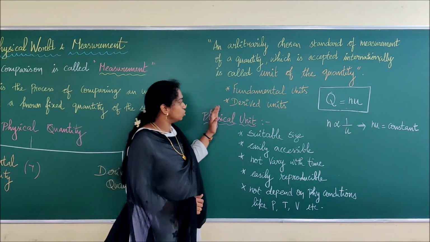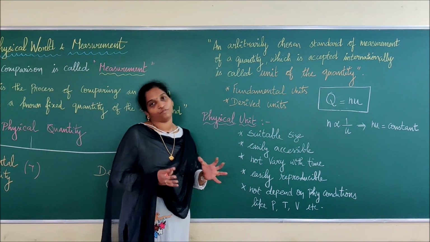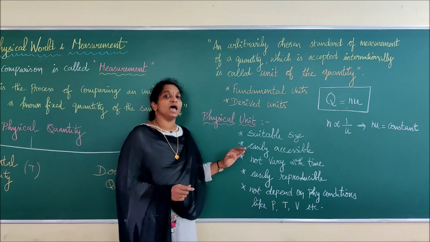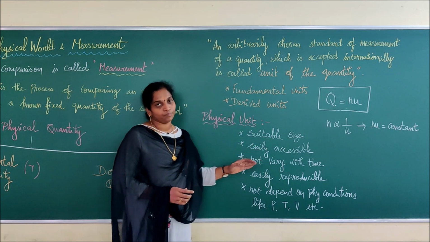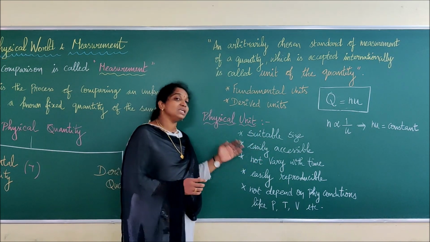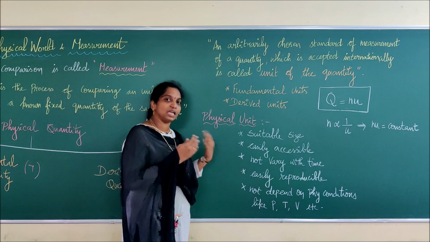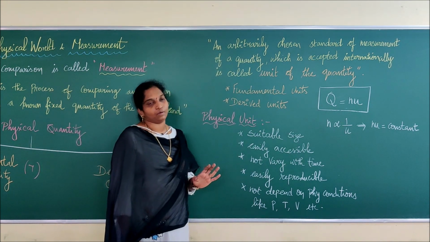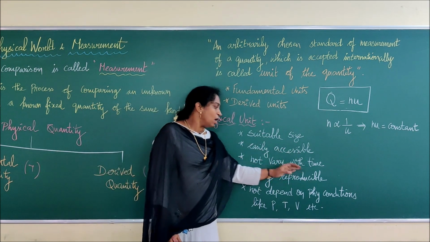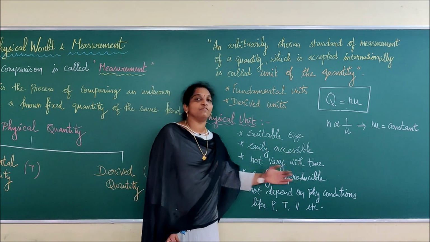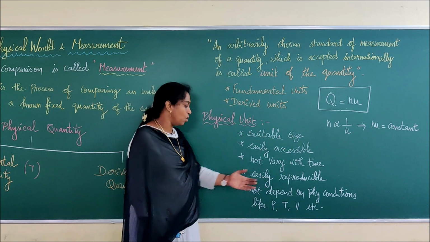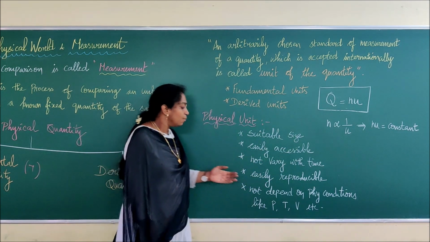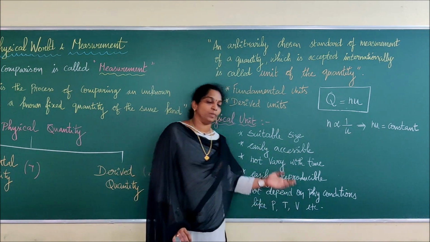We are using these units, no? So these units have some specific properties. All physical units should have a suitable size, so that everything is easily accessible. It can be easily accepted everywhere, and it will not vary with time. It is easily reproducible from one place to another, and it does not depend on physical conditions like pressure, temperature, volume, etc.